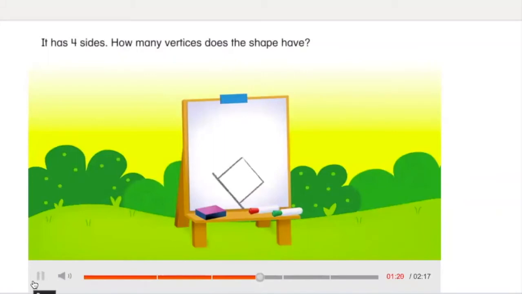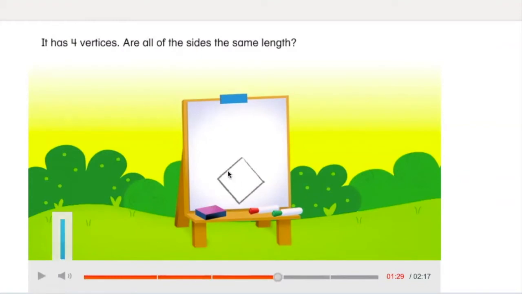It has 4 sides. How many vertices does the shape have? It has 4 vertices. And those vertices are right angles. They are perfect corners. Think about it. If you turned it a little bit, it would look like the rug in a classroom, or it looks like a table.